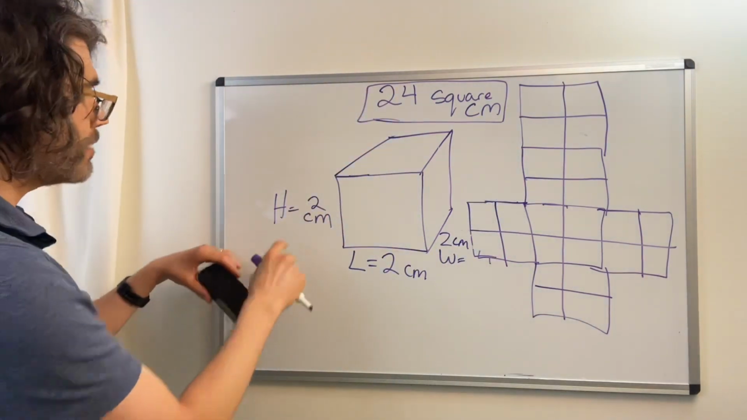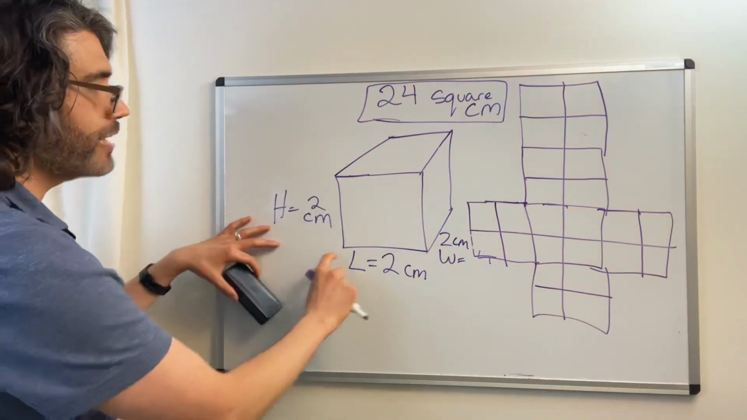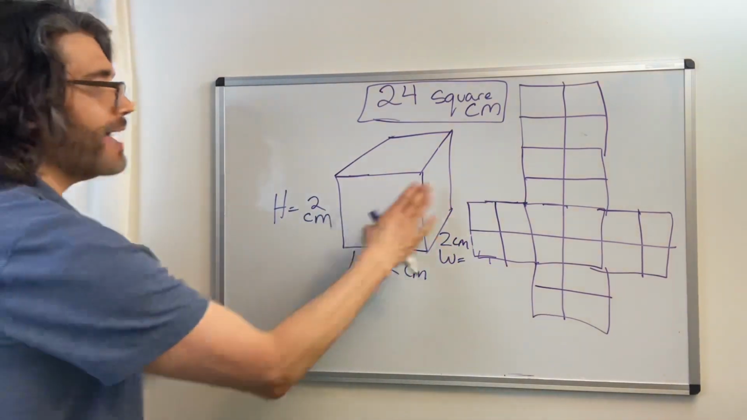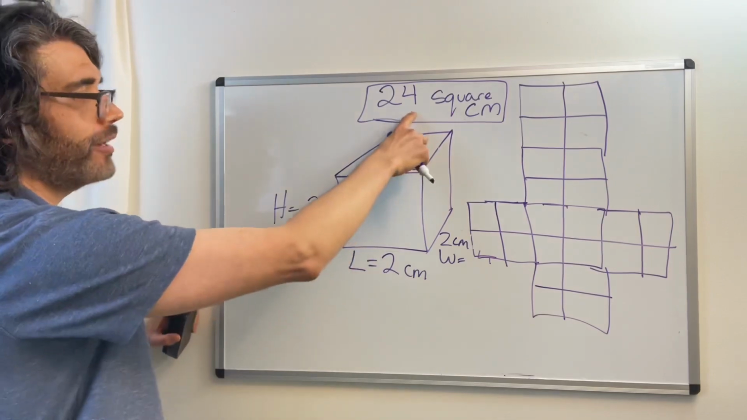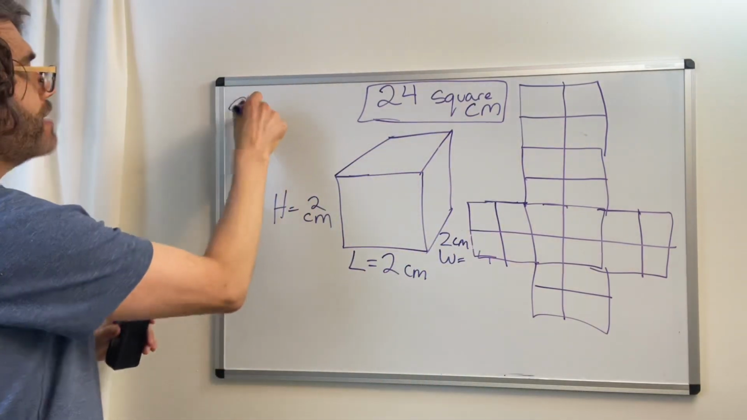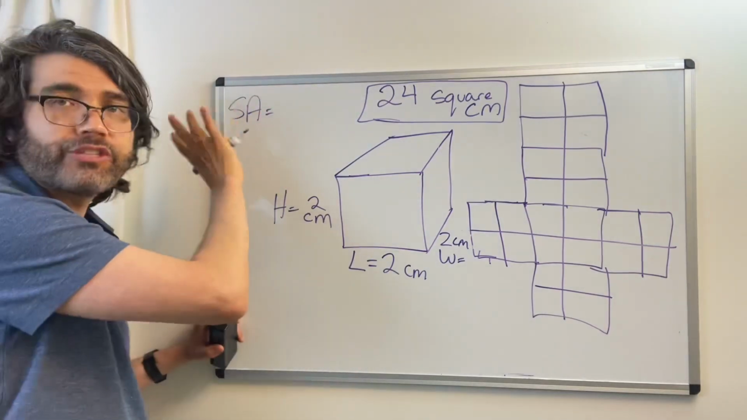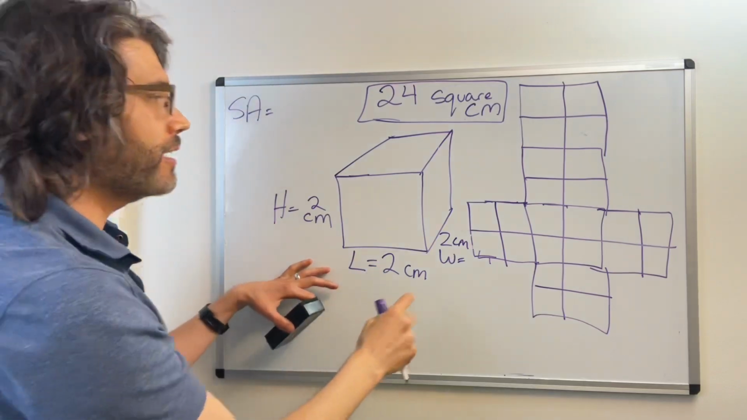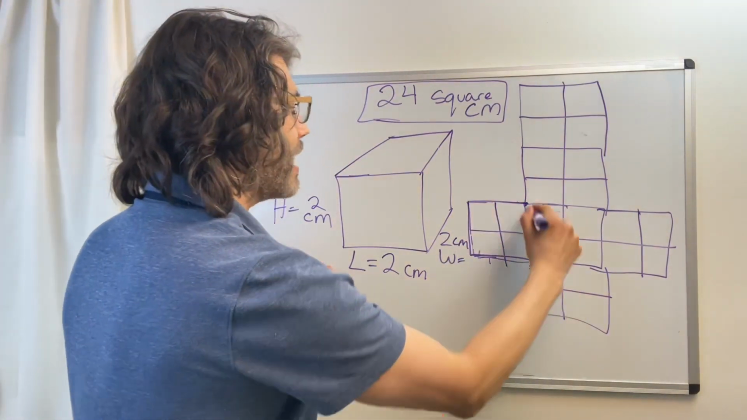So if we have the height as 2, the length as 2, the width as 2, and we want to add up all these sides to get to 24 without actually having to count all of them, SA, again, is surface area. It's just an abbreviation. So what I would do is, let's notice what one box is.